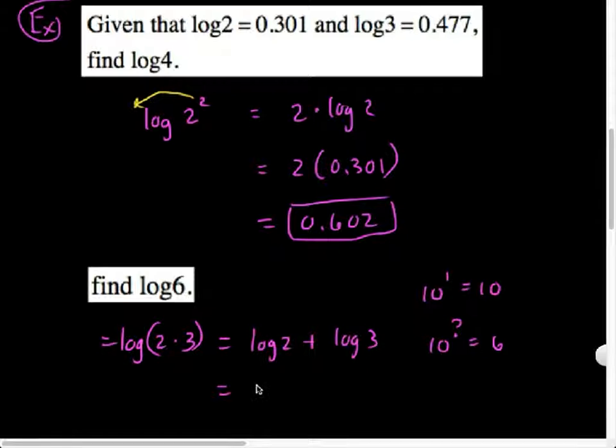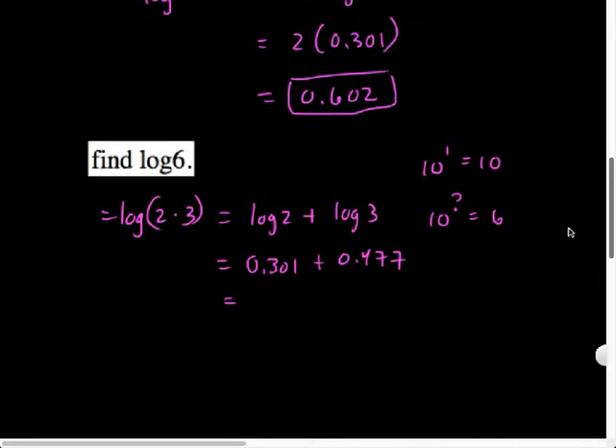And hey, I know those values. That's 0.301, of course, and 0.477. And so that's going to equal 0.778. And notice that is in fact less than 1, as I suspected earlier. Okay, all right, this is getting interesting.